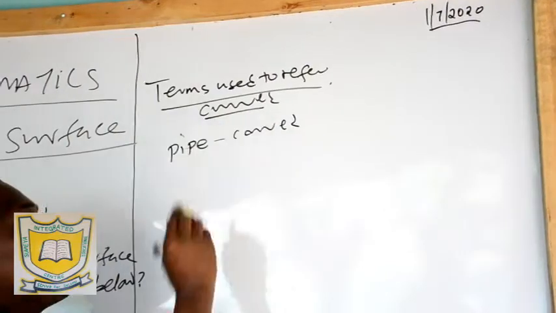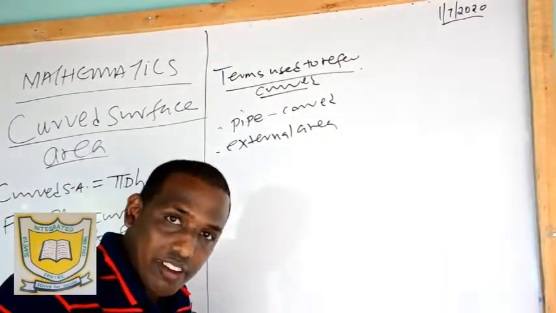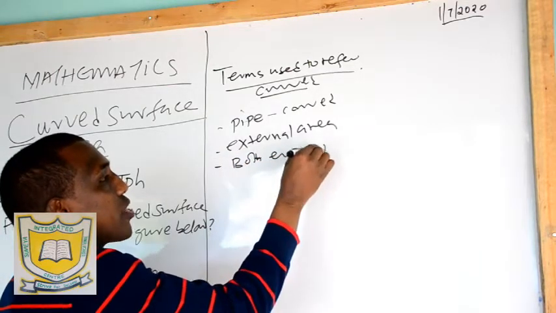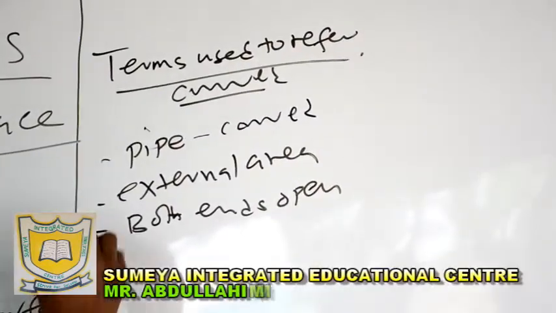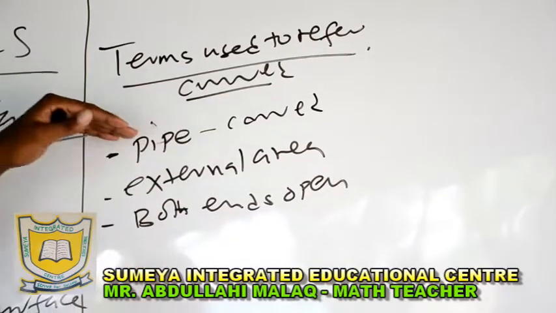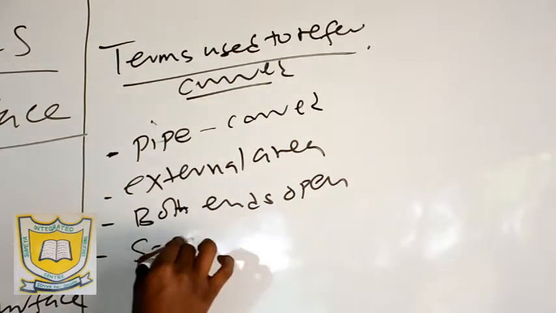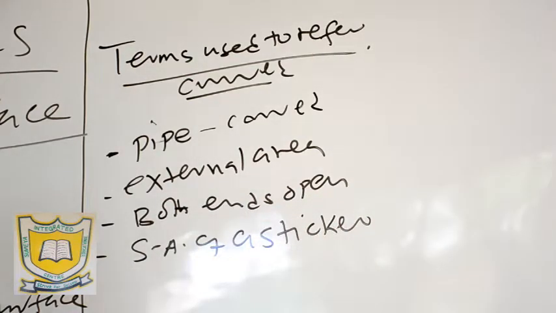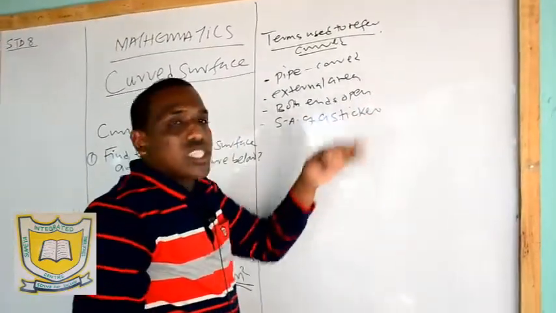Whenever you are told external area, that is curved. Whenever you are told the figure has both ends open, it's just like a pipe, so that is also a curved surface area. Or they will tell you the surface area of a sticker. That one is curved. A sticker means they stick a sticker on the cylinder. Or they stick a paper on the container, then tell you to find the surface area of the paper which was stuck on the container.